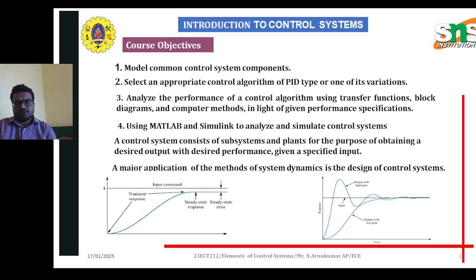Our next point is that a control system consists of subsystems and plants for the purpose of obtaining a desired output with a desired specific input. In this PPT, they have given some diagrams about how the values change with respect to the specific input. These two diagrams are initiated by a programmable controller. The programmable controller may be varied based on descriptive type or programmable or error controllable arithmetic functions. So based on the input signals, the graph will show different outputs.